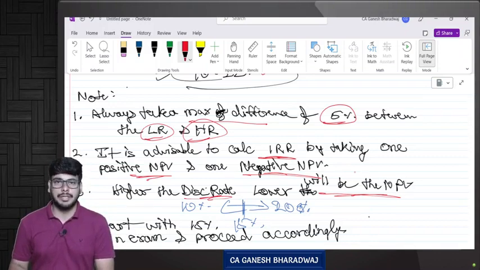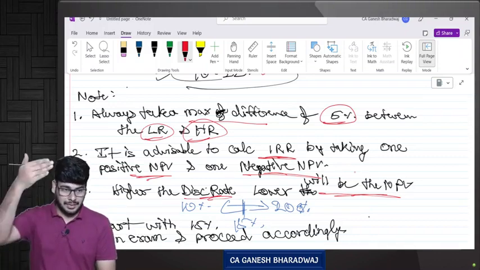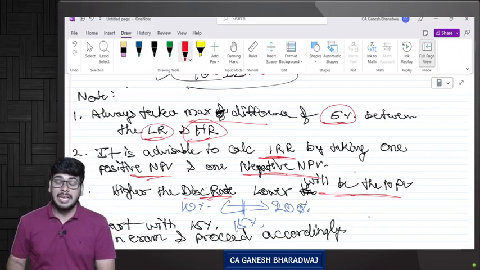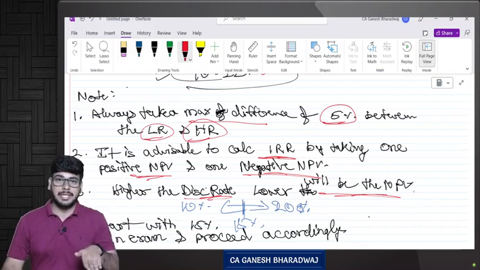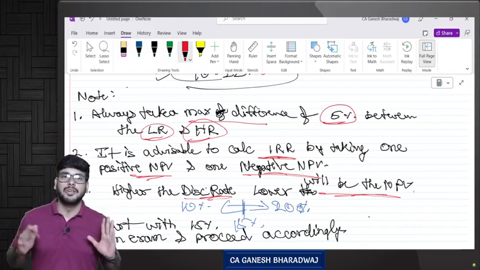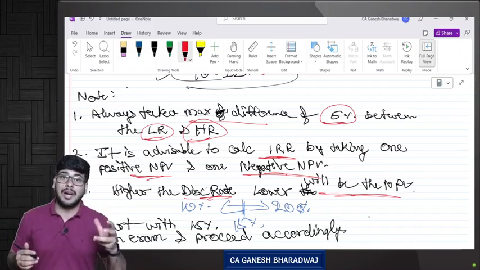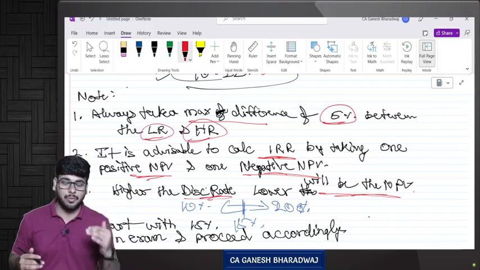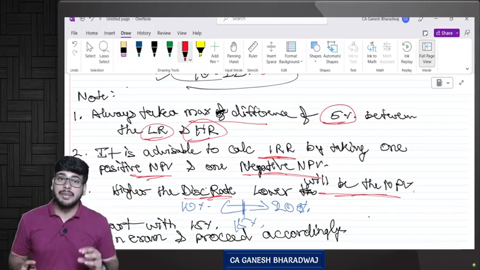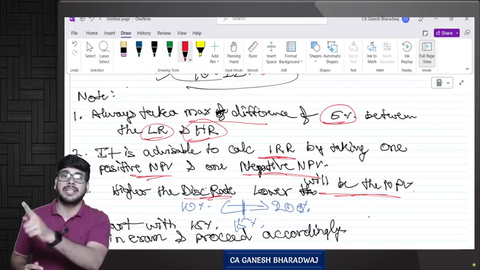Sir, how will they give us the hint? Now, in this question, suppose this question came for your exam, they will give you the present value tables for 10% and 11%. So they will give you the present value factors, the present value table for 4 years, for 10% and 11%.